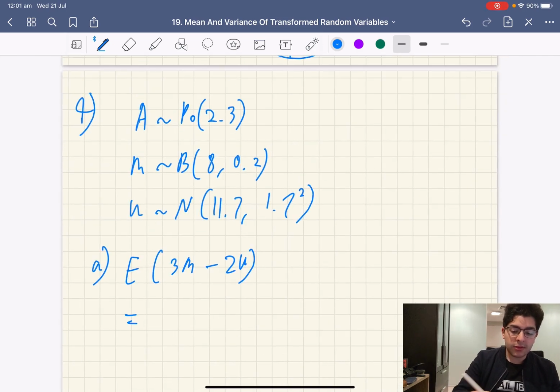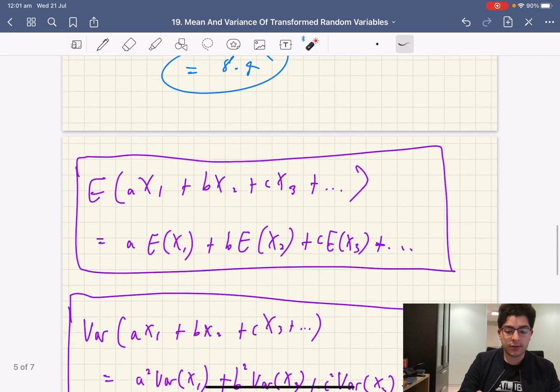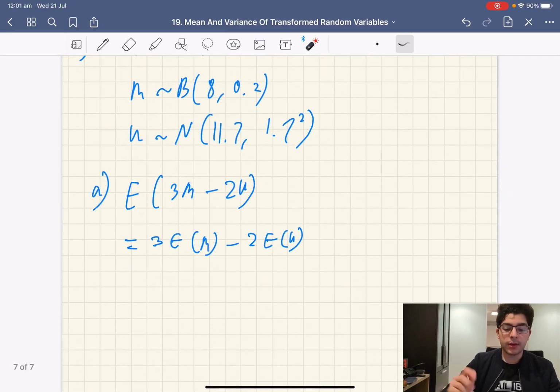That's the same thing as saying 3E of M minus 2E of U. As you may observe, I've just used the formula up here for E of X. And as you may also notice, the negative will carry over for E of X, but it will not for the variance. It will not be negative in the variance, but it will be in the E.